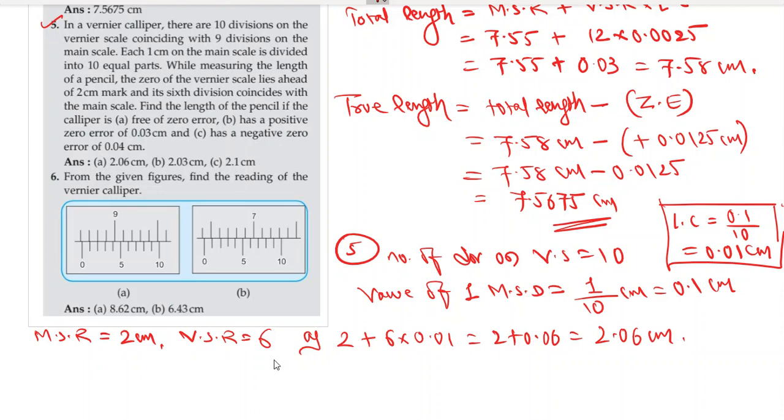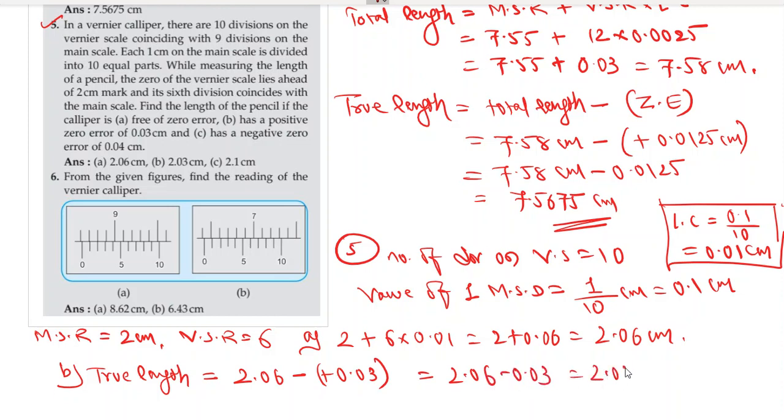If the vernier caliper is free from zero error, what is the length of the pencil? It is 2.06. But it has a positive zero error of 0.03 centimeter. So true length in the second case of positive zero error is equal to 2.06 minus the positive zero error 0.03, which is 2.03 centimeter. 2.03 centimeter. Okay, and the third part is if it has a negative zero error.